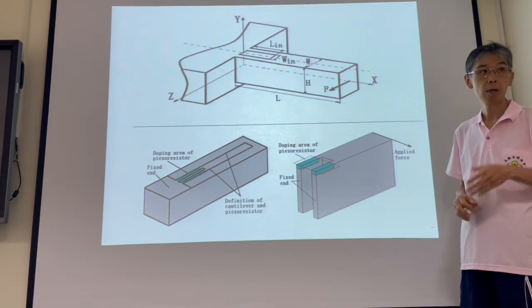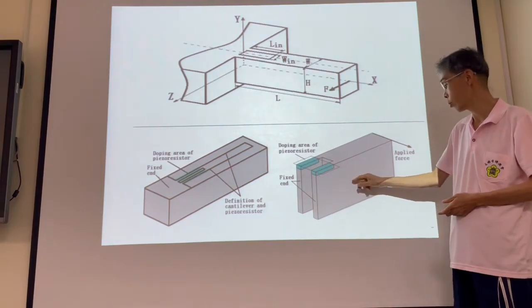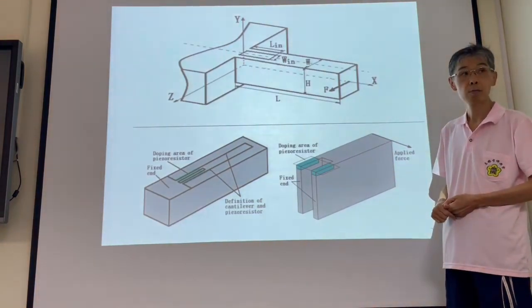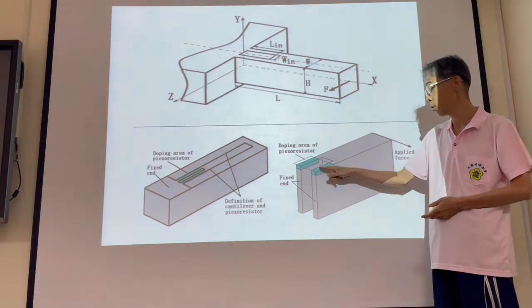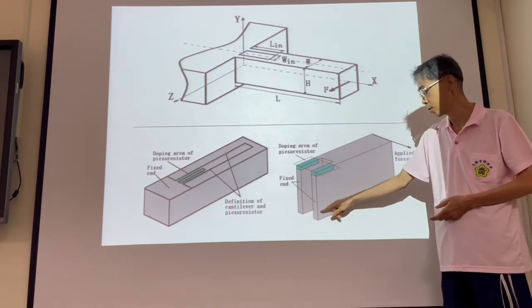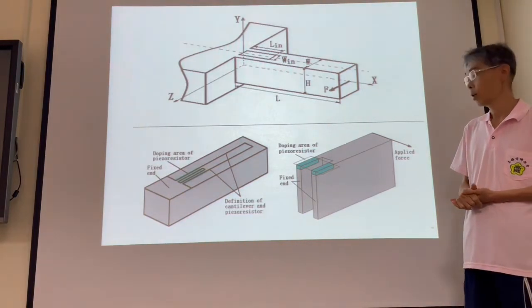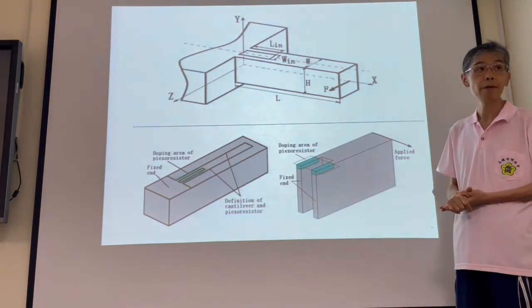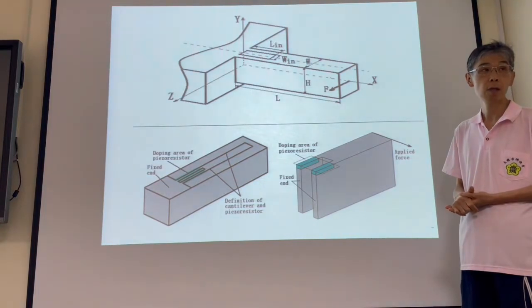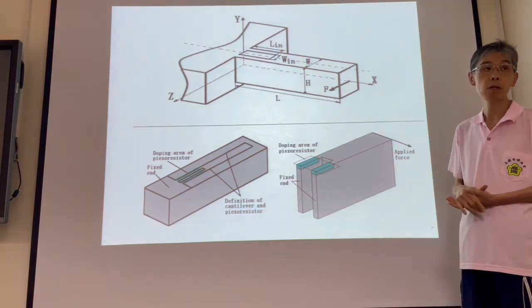Why do we put the poly on this surface? Why don't we put the poly here, or here? Do you know the reason? Because according to the semiconductor fabrication process, we can only deposit poly on a certain layer. We cannot choose any layer to deposit poly.